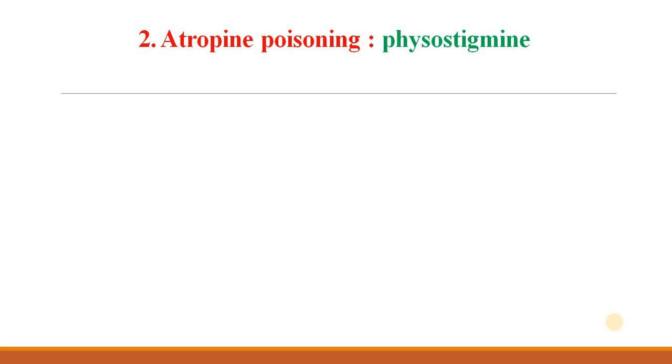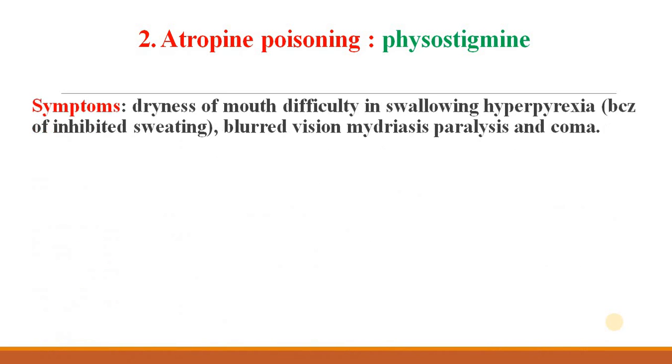You can easily predict. So what will be the symptoms of atropine poisoning? Initially you will have dryness of mouth, difficulty in swallowing, then hyperpyrexia. Dryness of mouth, because it is an inhibitor of your glands, so it will inhibit your secretion. Hyperpyrexia because of inhibited sweating.